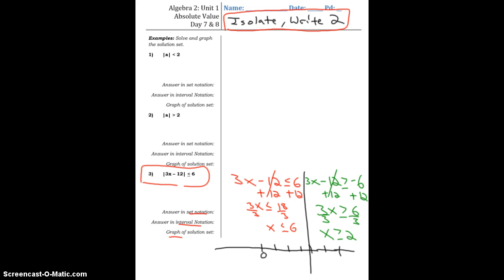Now our x is less than or equal to 6. Here's your 6 right here. So you would have a solid circle at 6 with an arrow going to the left. However, there's 2 parts to this. There's also x is greater than or equal to 2. So you're going to have a solid circle at 2, greater than or equal to, so you would be going to the right. And check it out, they overlap, don't they?